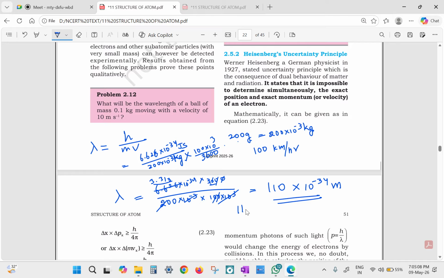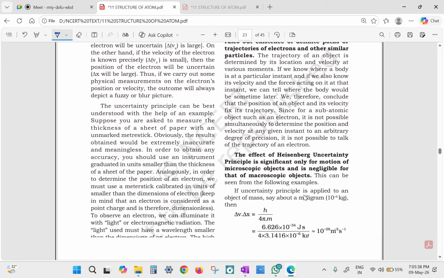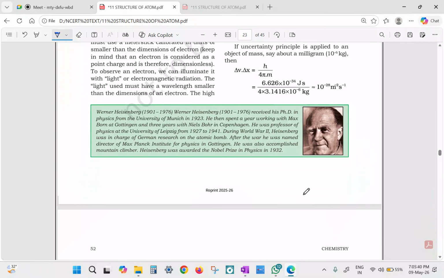No, ma'am. 110 meters divided by, it's too small. I have to write 34 zeros. So many parts into which it is divided. So lambda is so small for the cricket ball that the wave character of the cricket ball becomes very negligible. Clear? Yes, ma'am.